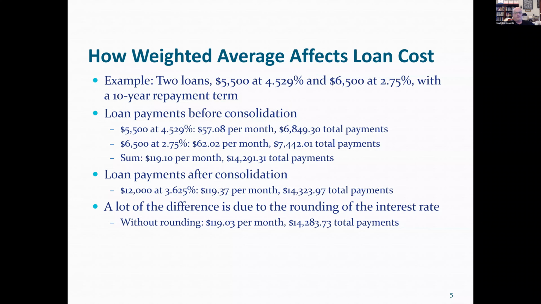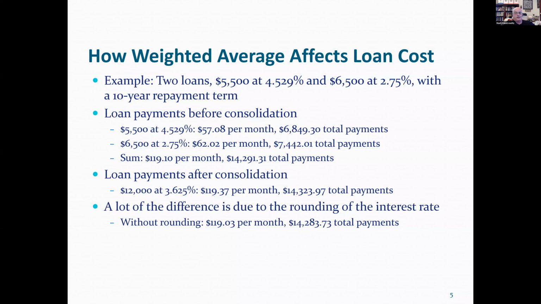It's just slightly higher. Now, a lot of that difference is due to the rounding up of that interest rate. If we didn't round up that interest rate, and instead had that very long decimal, so it's a little bit lower than 3.625%, the monthly payment would be $119.03 per month. So that's only a 7-cent difference. And the total payments would be $14,284, which is actually a little bit lower. And that's because the monthly payment would be a little bit higher, so it's effectively a shorter repayment term.